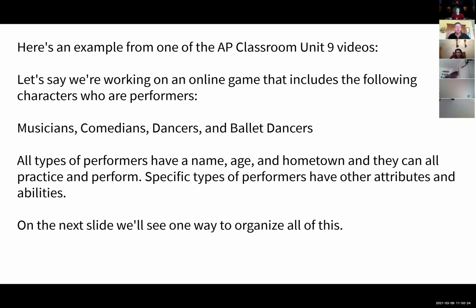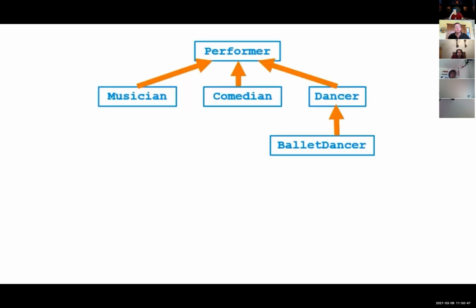All types, these are all considered performers. So performers all have a name, an age, and a hometown. That would be attributes that they all have. And they can all practice and perform. Those are methods that they all have. And then specific types of performers have other attributes. So I'm going to show you on the next slide one way we could organize all of this.